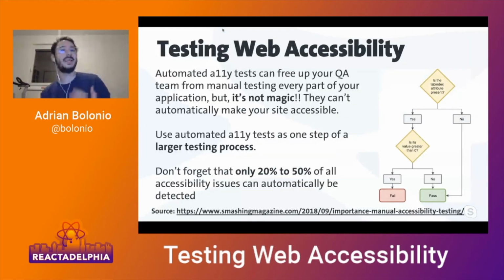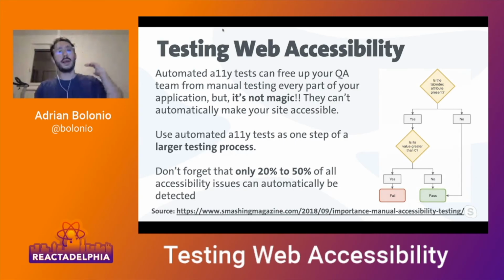Testing web accessibility, automating those tests can free up your testing team, your QA team, from manually testing every part of your application. But this is not magic. They cannot automatically make your site accessible. We cannot forget that only 20 to 50% of the accessibility issues can be detected with automated tests. So we need to understand that automated tests are part of a larger testing process where manual tests are as important as the automated ones.